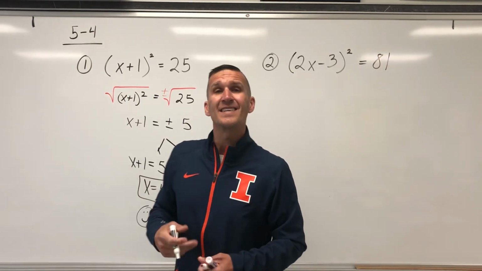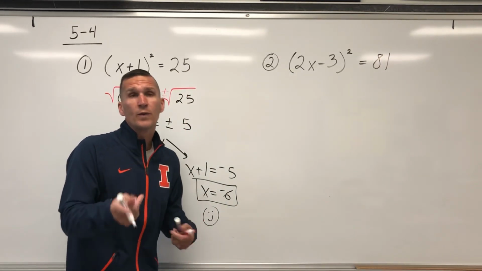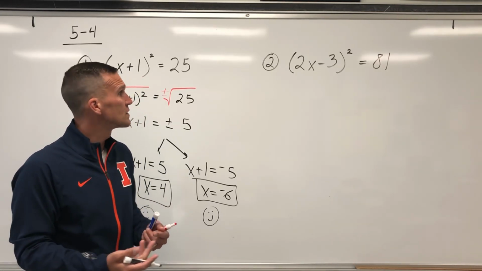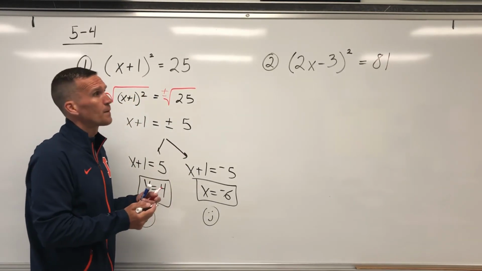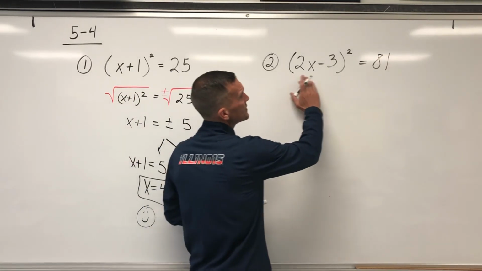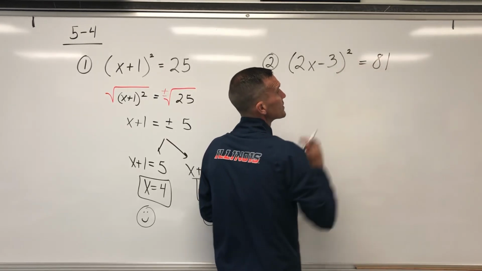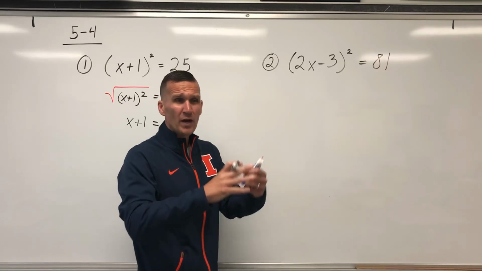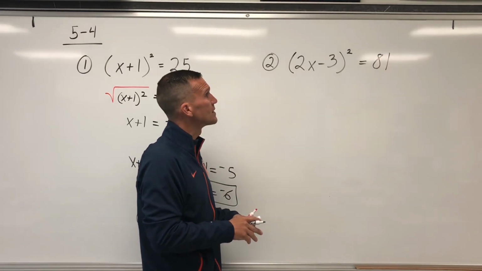So what we're seeing today is whenever we use square root and we have to put plus or minus, we're going to be getting 2 solutions. They both will work. Let's try another one with a little bit more in the parentheses now. So we've got parentheses of 2x minus 3 squared equals 81. Well, our first step would be to get rid of the squared so we can work inside that parentheses.